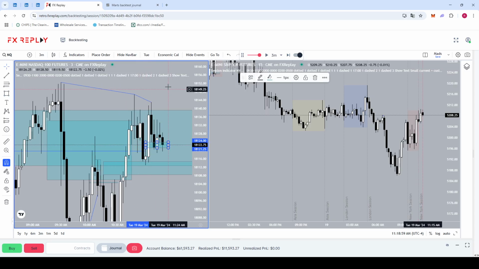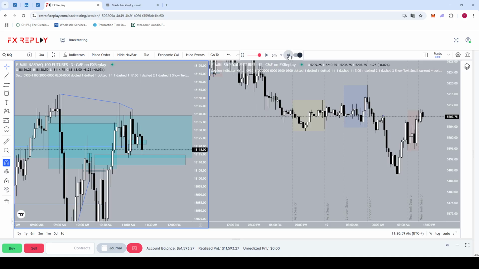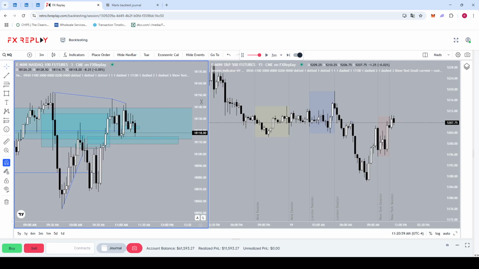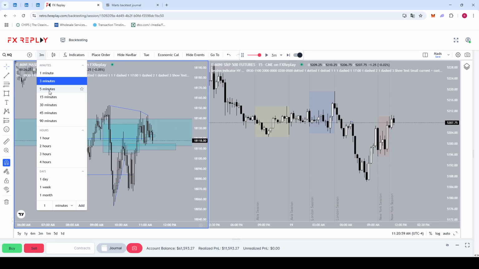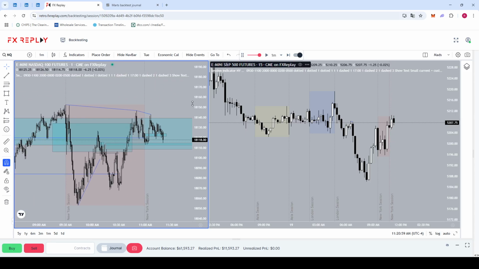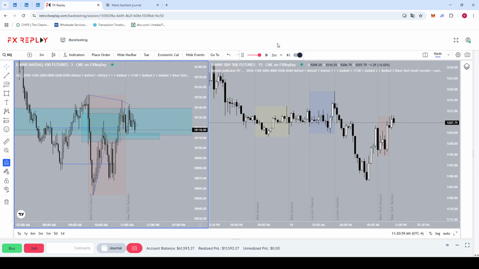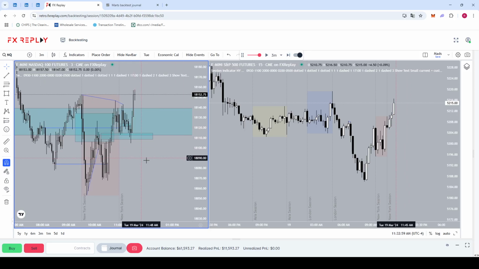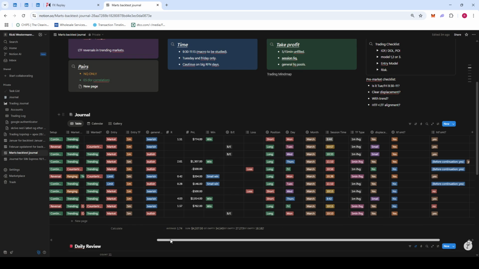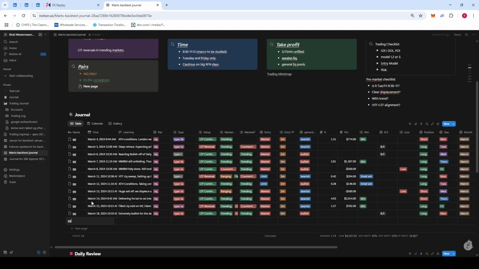Right, so alright, this is very ranging. I shouldn't be taking this actually, and it's outside of my window. Let's see how it plays out. God bless, we didn't take it. Alright. We journal, we move.